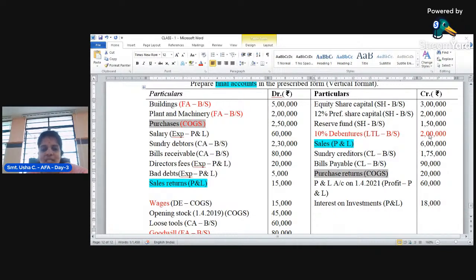This 20,000 is to be charged on the debenture, whereas this 20,000 rupees of debenture is to be added to the debenture amount and should be shown in the balance sheet, and one more time, the same amount of 20,000 is to be shown as an expenditure in the profit and loss statement.